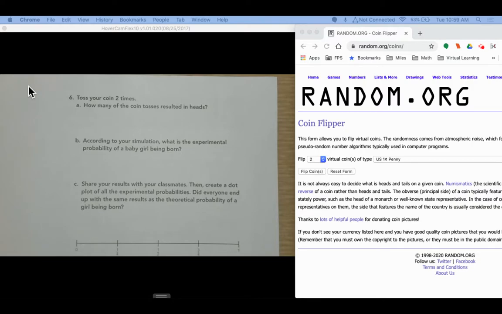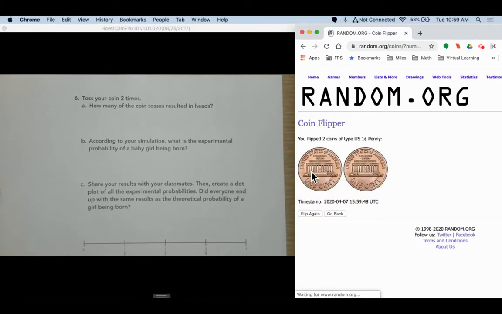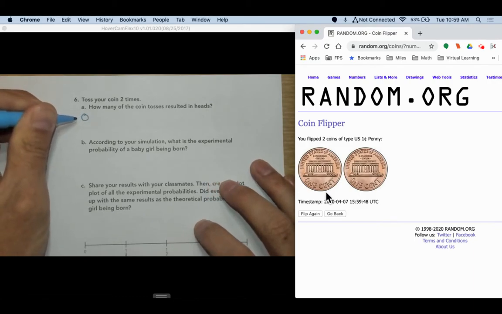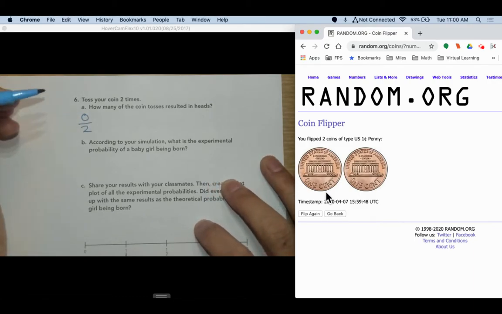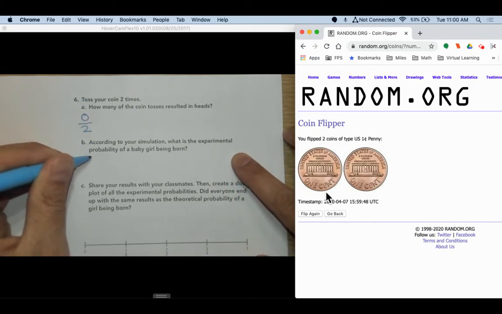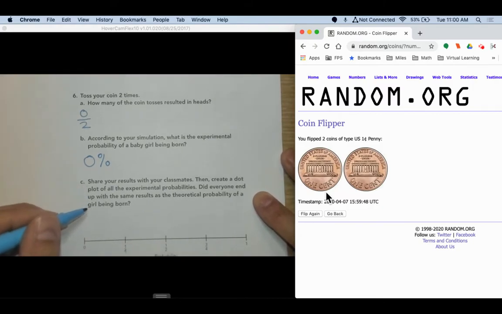All right, so now we're going to do the simulation, and we're going to start with just tossing your coin 2 times. I have the random coin flip here, and so I'm going to flip the coins, hopefully. And I get 2 tails and 0 out of 2. According to your simulation, was the experimental probability of a baby girl being born 0%? Share your results with your classmates, then create a dot plot for all the experimental probabilities.